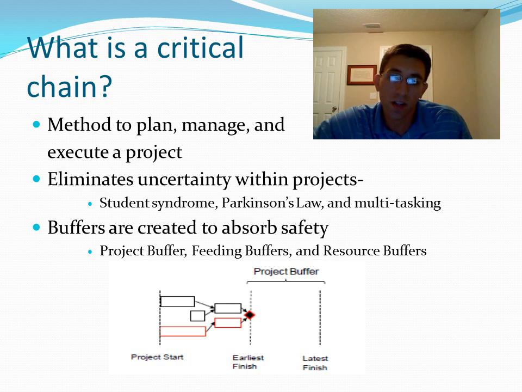Within the critical chain, unlike the critical path, buffers are created throughout the project to help with these safeties that are taken out of specific tasks. We have the project buffer, as seen in this figure, that is put at the very end of the project. We also have feeding buffers, which are usually put at bottlenecks, when non-critical tasks enter into the critical chain or critical path. And then we also have resource buffers, which are basically put in place so that resources are always available when needed on the critical path.